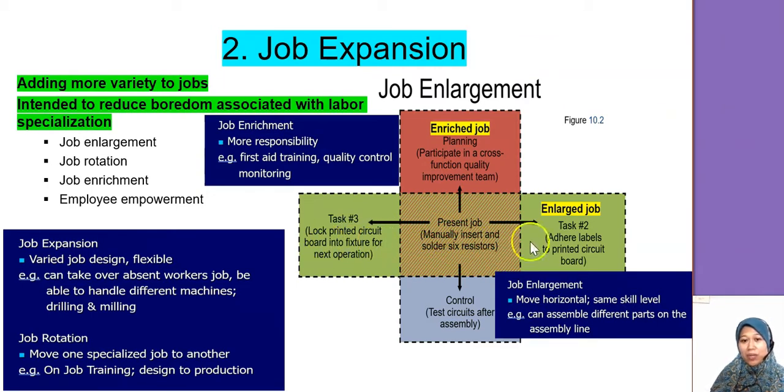So they are going horizontally. The other one is the enriched job, in which you go one level higher. You go vertically, with more responsibility, or maybe a bit more challenging, but it's within the scope. For example, for this particular worker, maybe they add planning. Maybe he is involved with the planning of the next process, and he can also go for controlling the testing. That's another enrichment of his job.